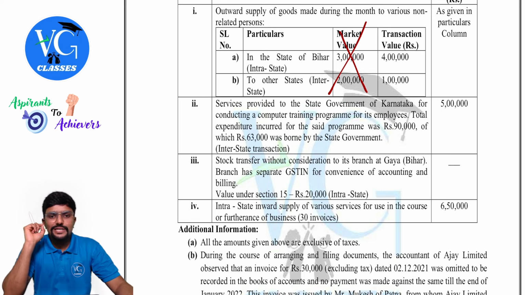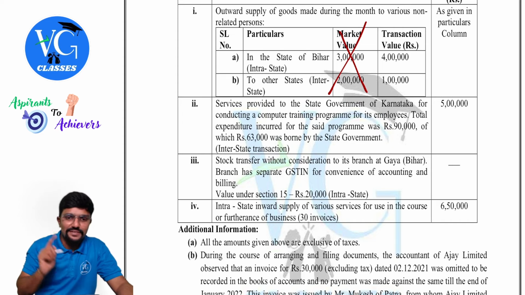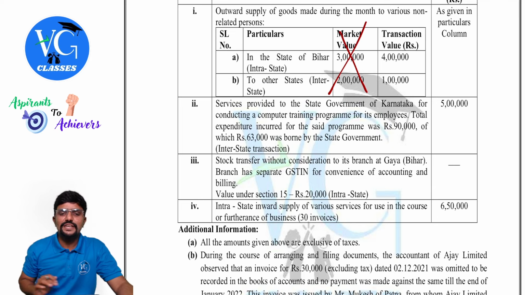Next, stock transfer without consideration to its branch at Gaya, part of Bihar, branch has a separate GSTIN for convenience of accounting and billing. Distinct person, is it a supply? Yes. Value under section 16, 20,000. They have only given this, guys, because when it is a supply between distinct persons or related persons, we have to decide the value as per the valuation rules, and that is not a part of your actually intermediate syllabus. They have only given 20,000. Take it. Is it a supply?